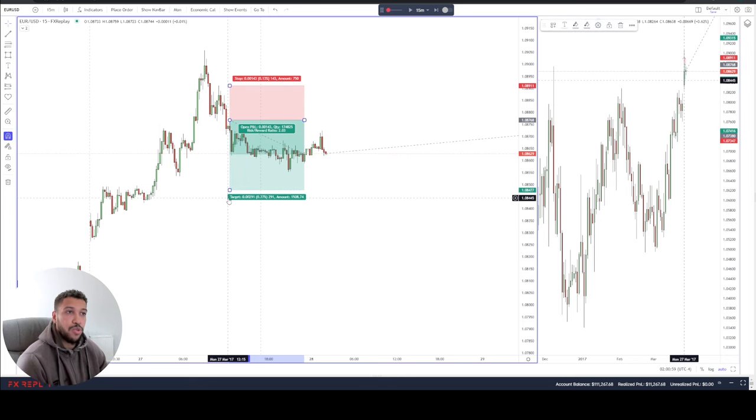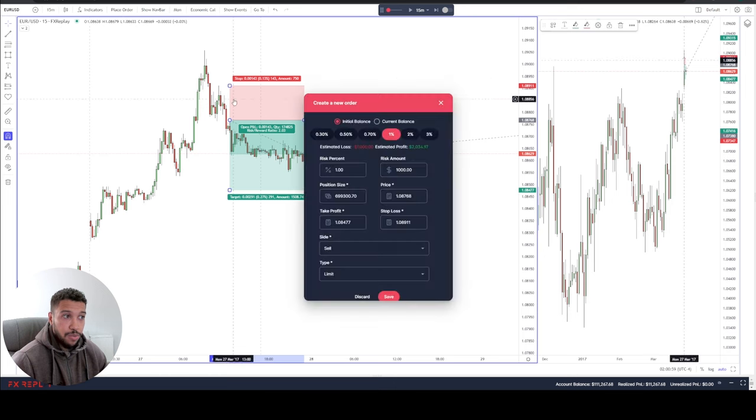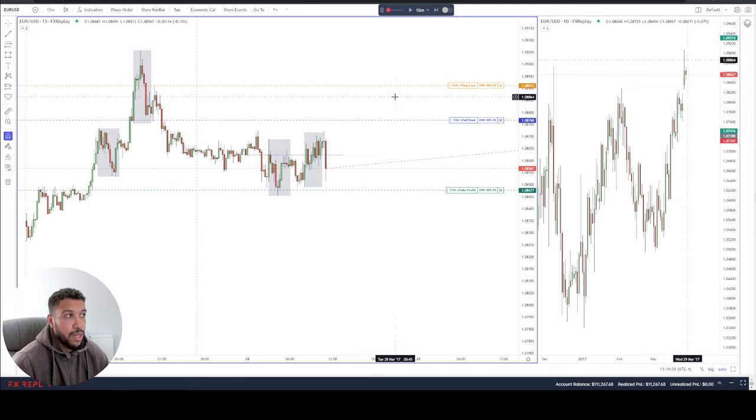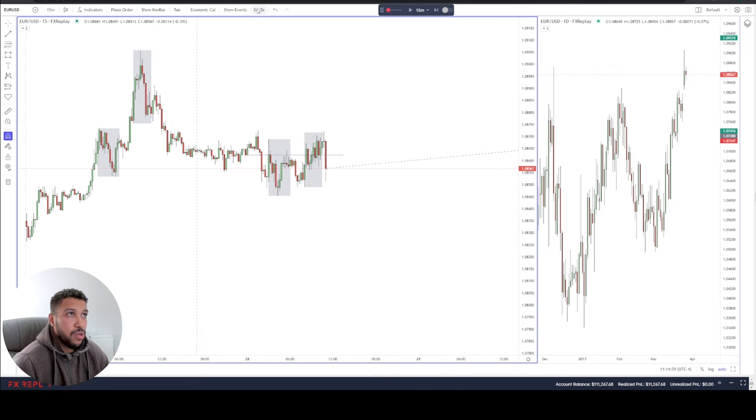I'm gonna target again a 1 to 2, because I could be wrong, right? I could be wrong. We might just retrace and continue. So I'm not gonna target this gap. I'm just gonna target another 1 to 2. So now we're outside of the New York kill zone. So I'm just gonna cancel my order because we didn't get it and go to the next day.